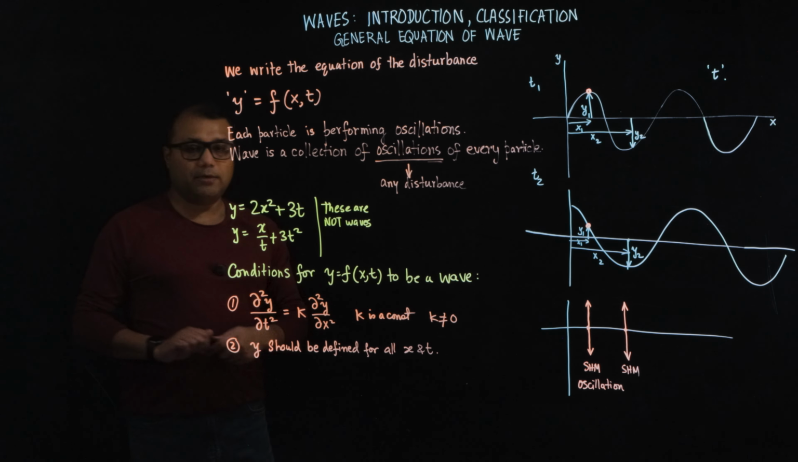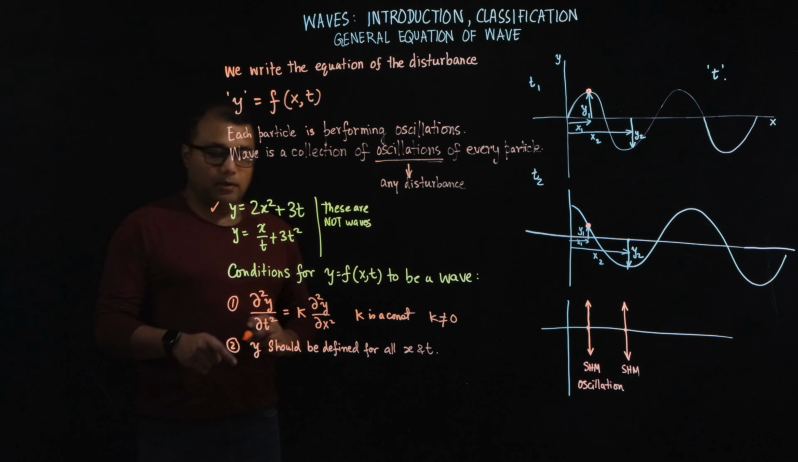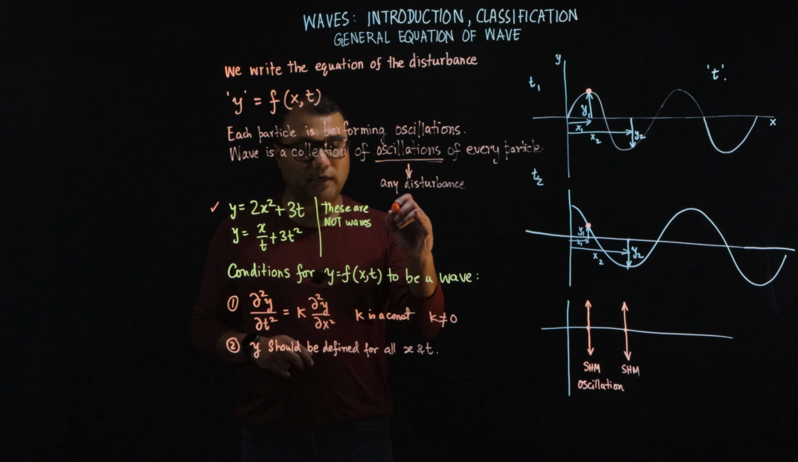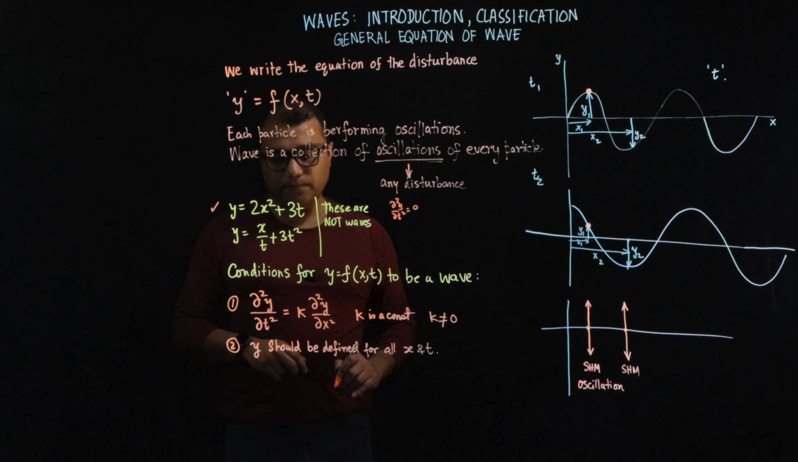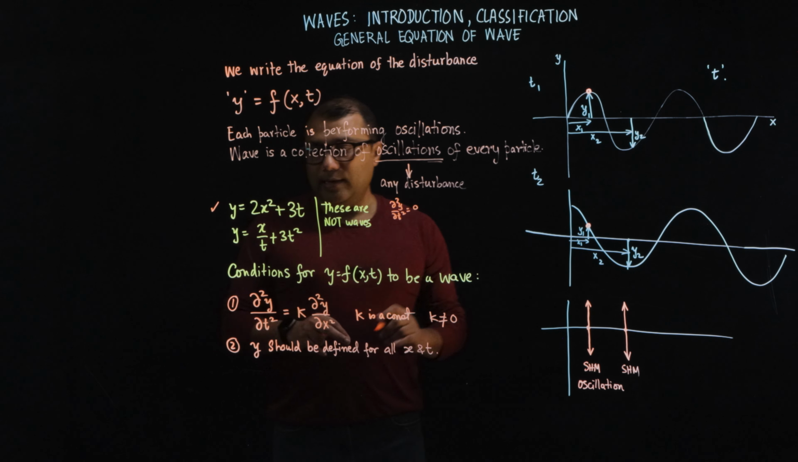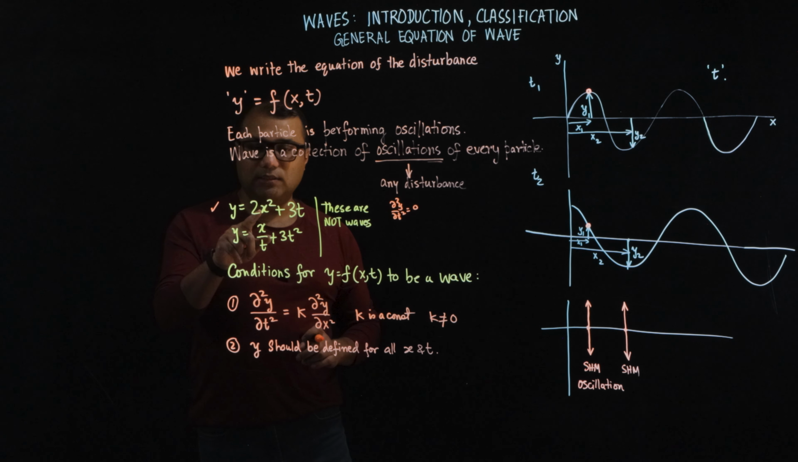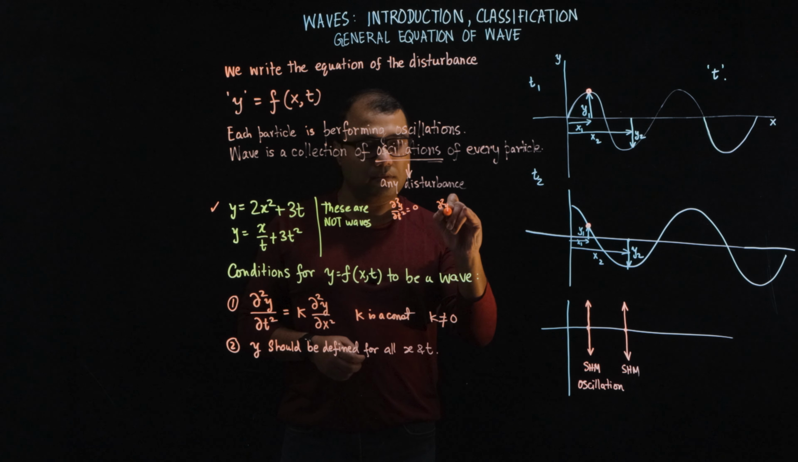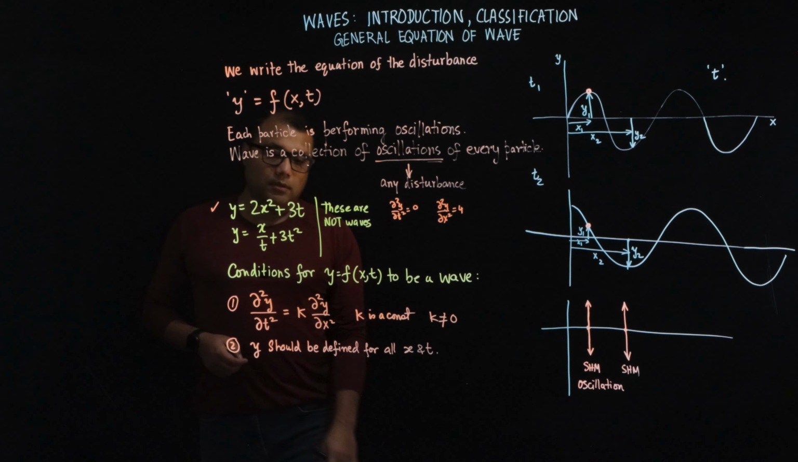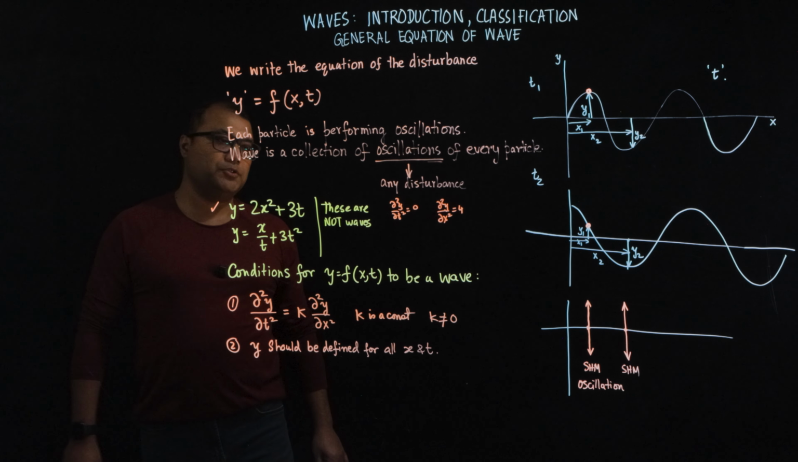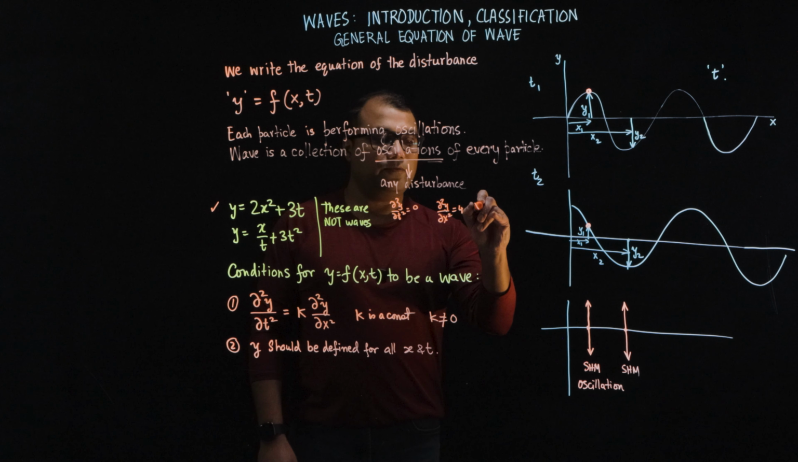So for example, let's take up this particular one. Del y del t is 3, and del square y del t square is 0. Del y del x is 4x, so del square y del x square will be 4. Is this satisfied? The only way this is satisfied is if k is equal to 0. So therefore, this is not a wave.